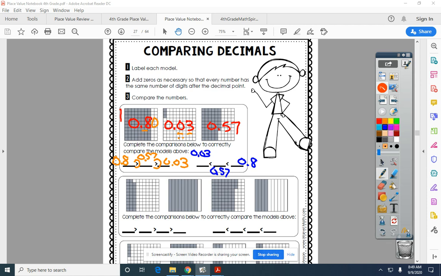Can I erase? Not yet? I'm confused. Do we write the same? Oh no, it's different. Yeah, this one right here, they're going greatest to least. This one, they're going least to greatest. See, the symbols are facing the opposite direction.